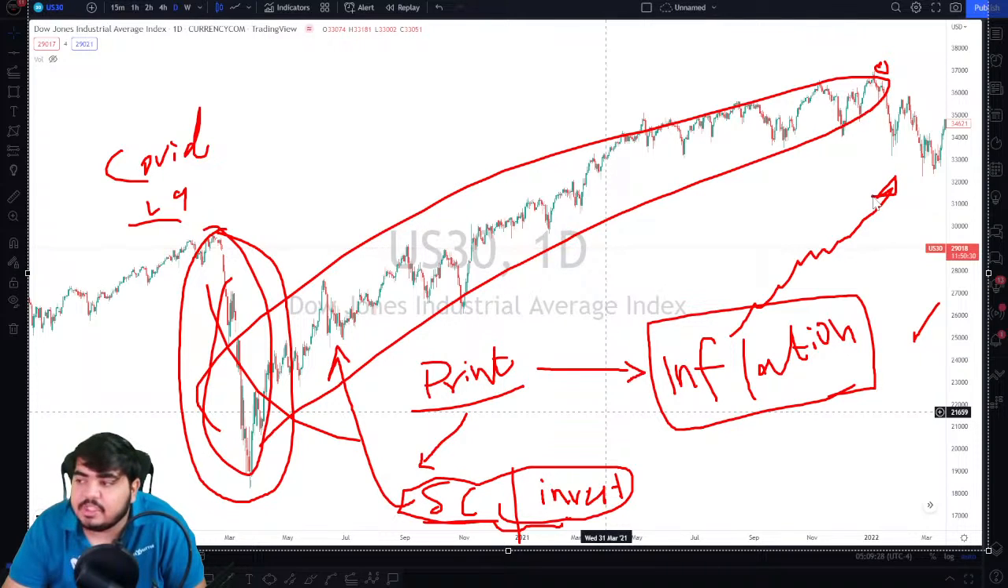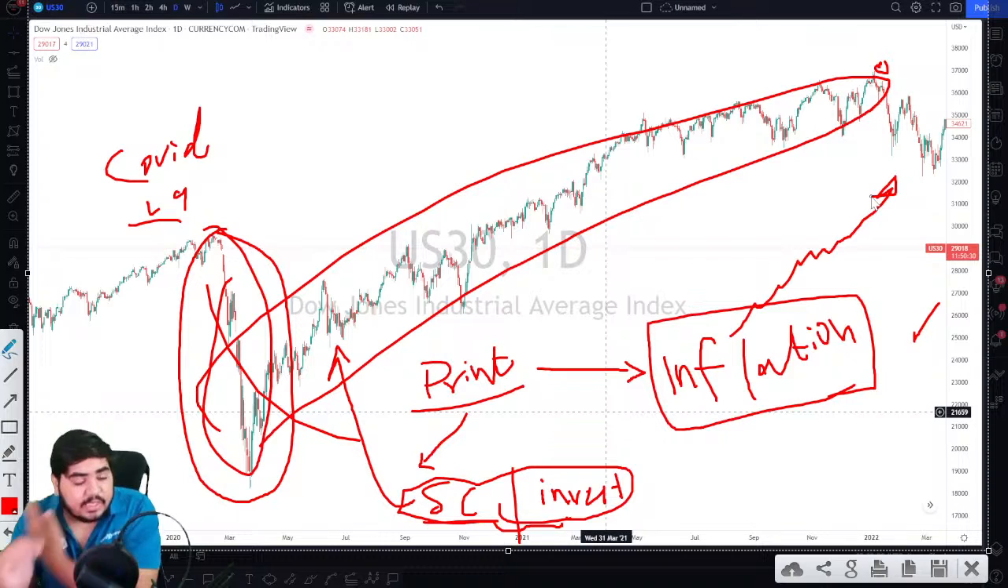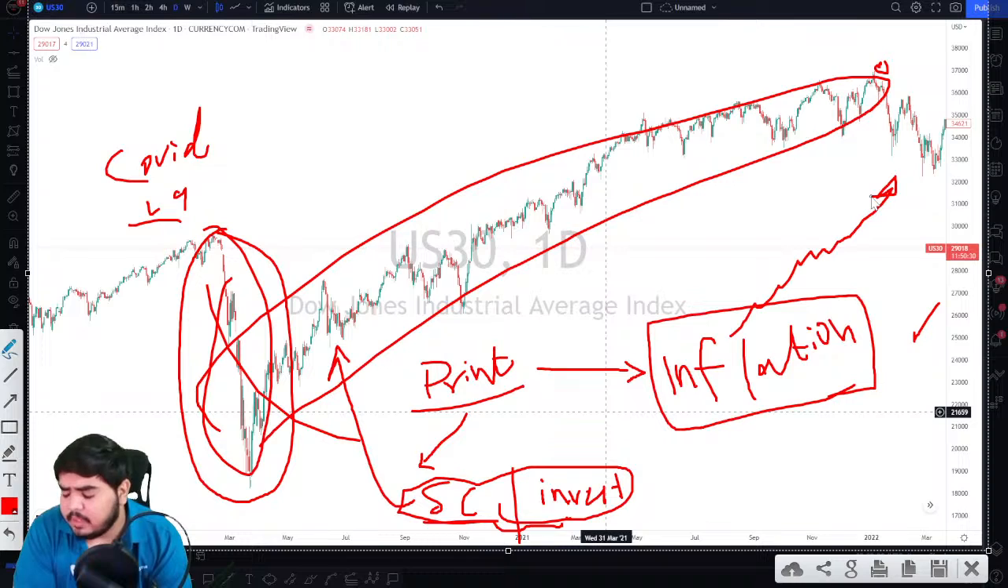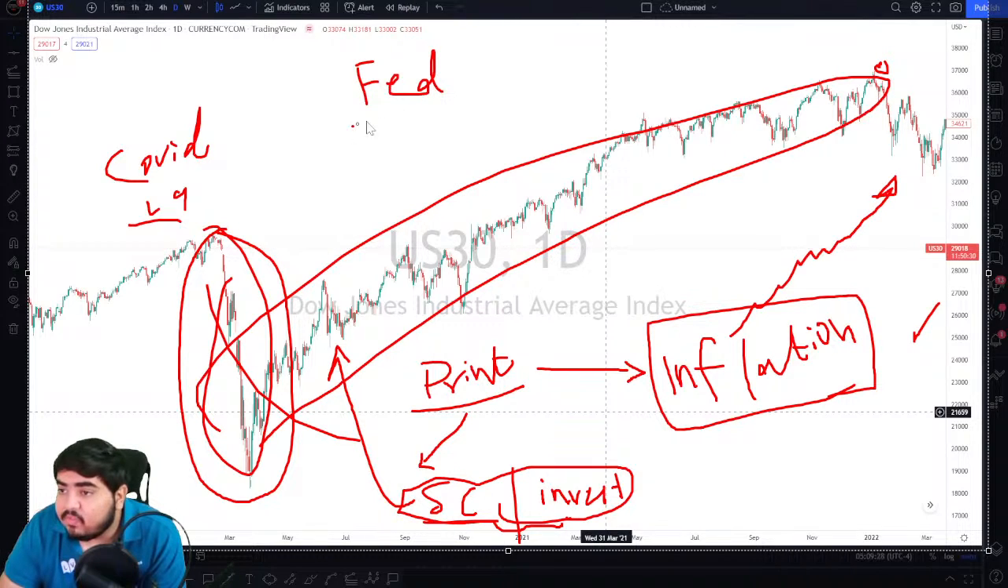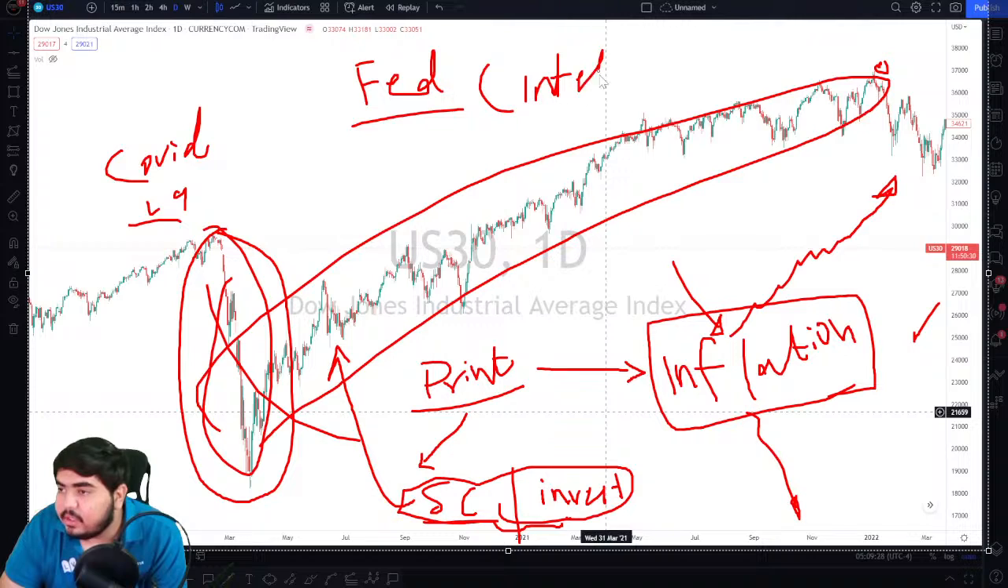Inflation kept on increasing. Now inflation is very dangerous for any economy. When inflation reached a 10-year high, higher compared to the previous 10 years, the Fed came up and said that they are going to tackle inflation. They are going to do everything possible to make inflation go lower. So they started increasing the interest rates.